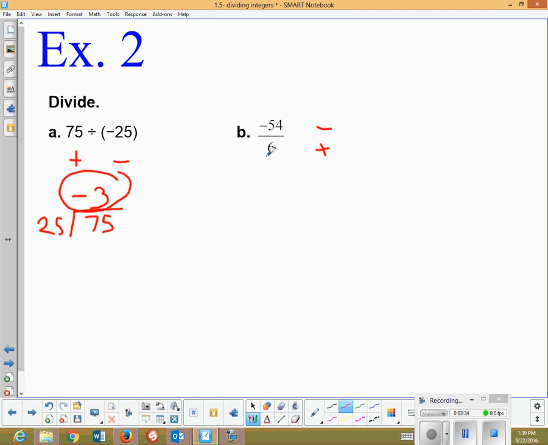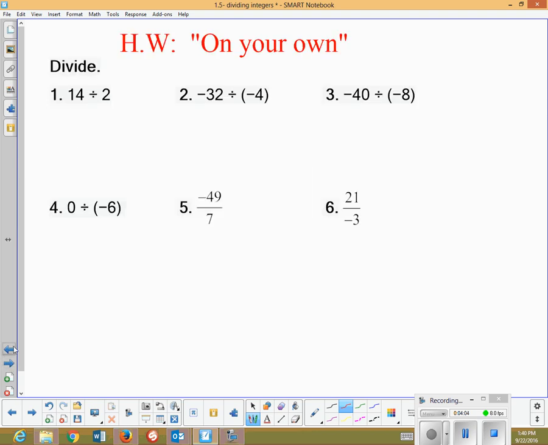Okay, going over to here. If we have different signs, I know my answer is going to be a negative. So all I need to do is figure out what 54 divided by 6 is, and I know 54 divided by 6 is 9. So my answer is 9, but since they have different signs, my answer is -9. Again, multiplication and division are the easiest rules to follow versus subtraction and addition, and they are the same. Division and multiplication, they are the same rules. All right. What I'd like for you to do now is take out a piece of paper, and do problems 1 through 6 on a separate sheet of paper, and then we'll check this tomorrow.